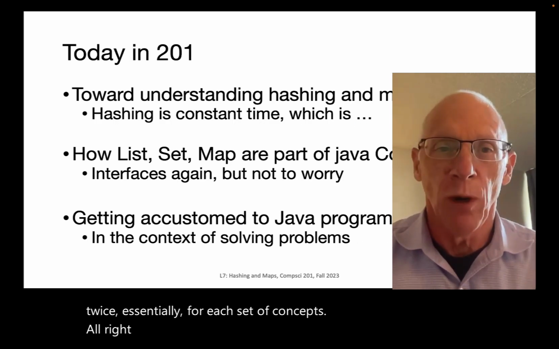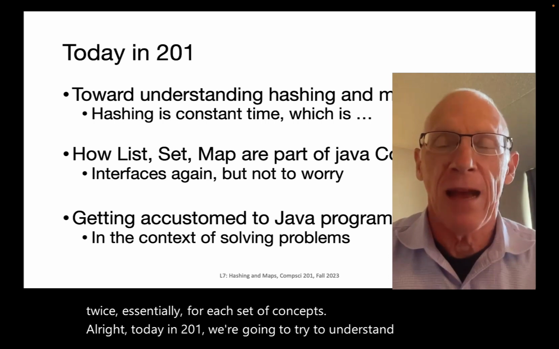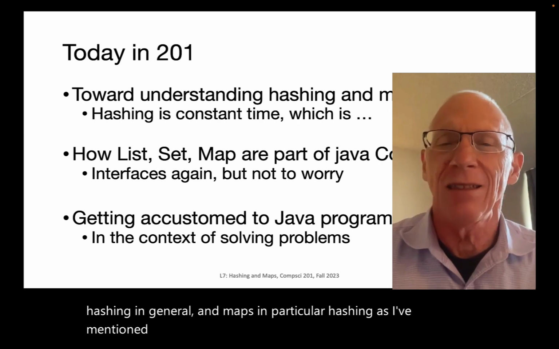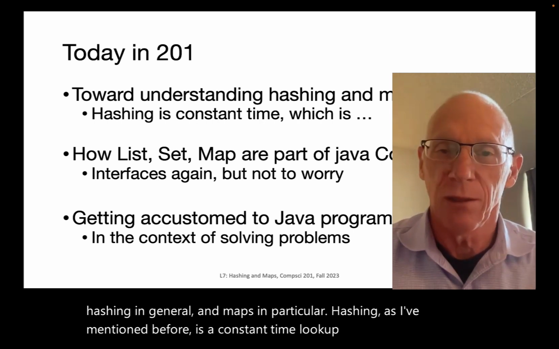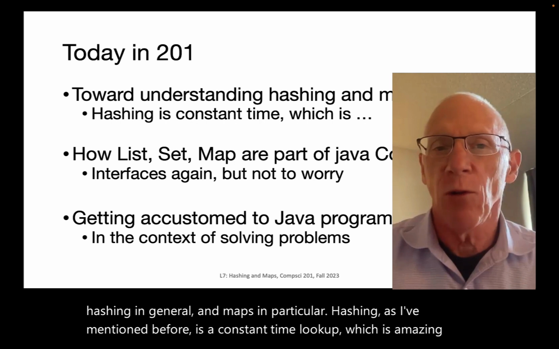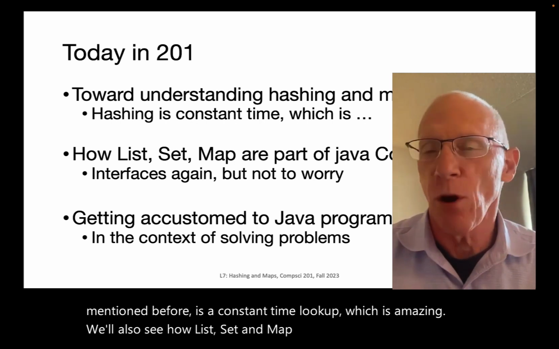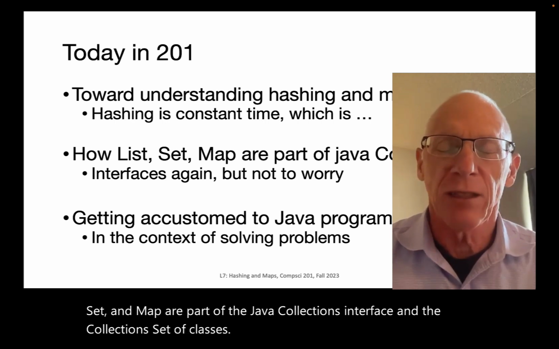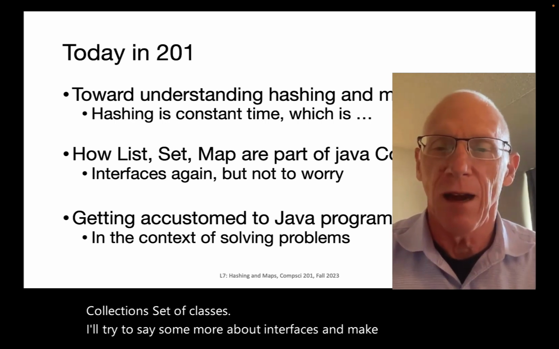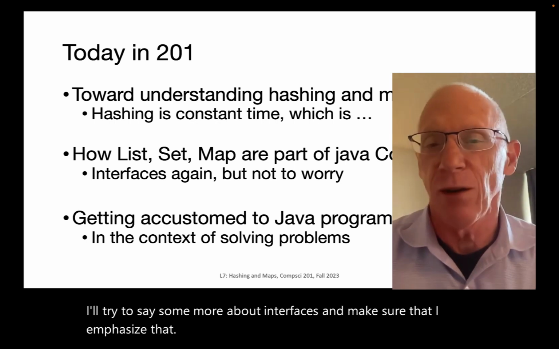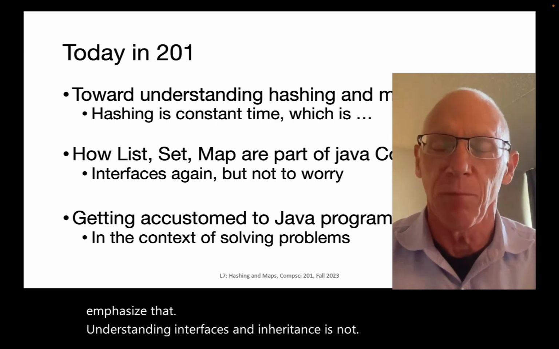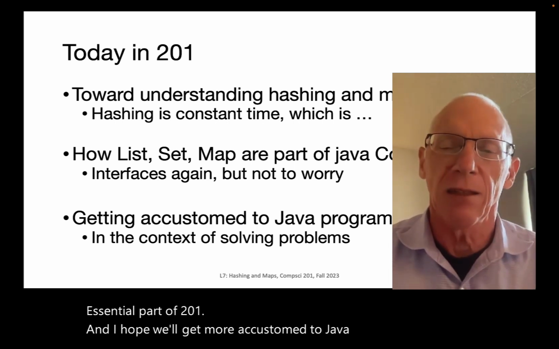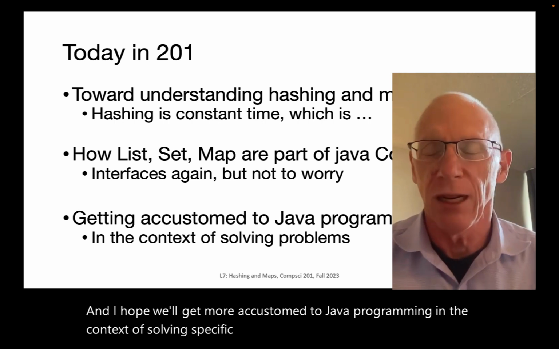All right, today in 201, we're going to try to understand hashing in general and maps in particular. Hashing, as I've mentioned before, is a constant time lookup, which is amazing. We'll also see how list, set, and map are part of the Java collections interface and the collections set of classes. I'll try to say some more about interfaces and make sure that I emphasize that understanding interfaces and inheritance is not an essential part of 201. And I hope we'll get more accustomed to Java programming in the context of solving specific problems, and we'll see that again in class on Wednesday.